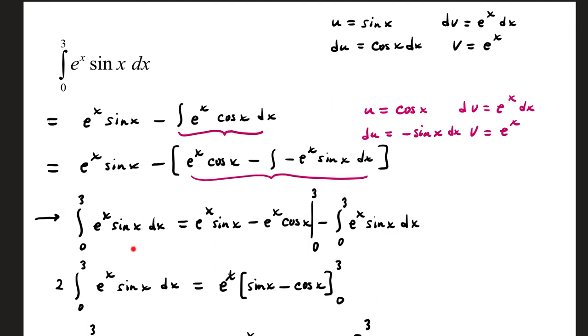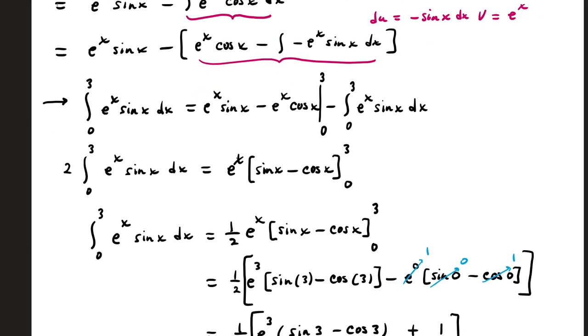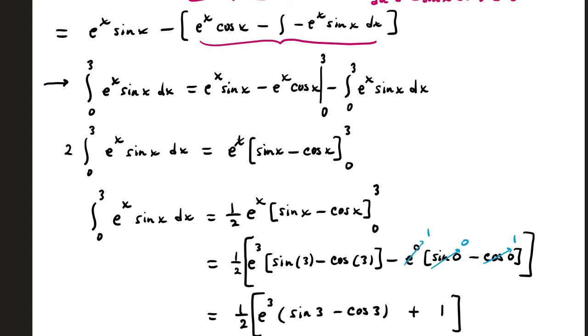Now because our original problem and this last integral are identical, if I add this integral to the left side, it creates 2 of my original problems, and that is going to be equal to e to the x times sine x minus cosine x. Divide both sides by 2, and that takes us back to our original problem. Dividing by 2, I'm going to write it as 1/2, is 1/2 e to the x times sine x minus cosine x. Evaluate at 3 and 0.